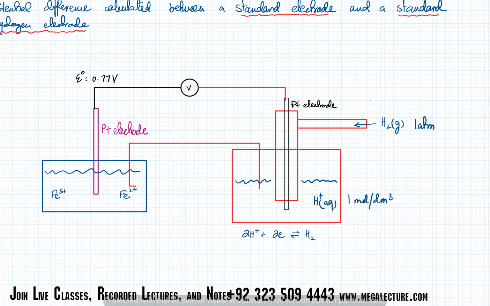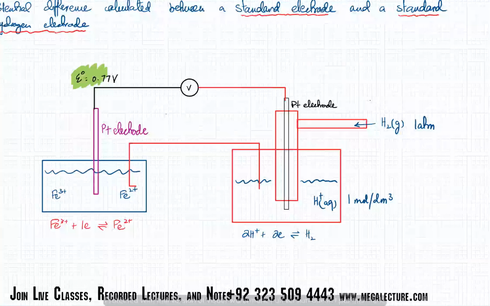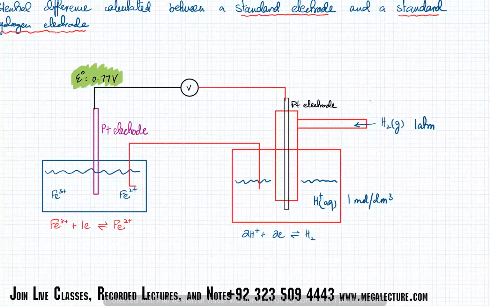ठीक है, that's wire connect होगी वहां पे. So you got these two electrodes. This is your Fe3+ electrode. Now that's your 0.77 volts. While the other one, the hydrogen electrode, is your reference electrode.